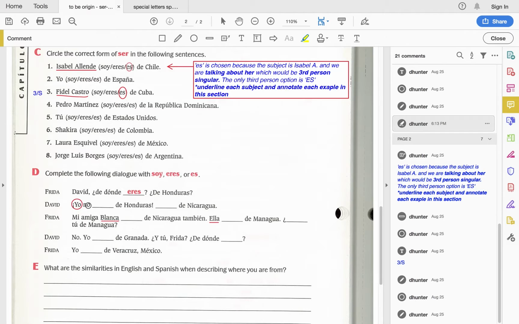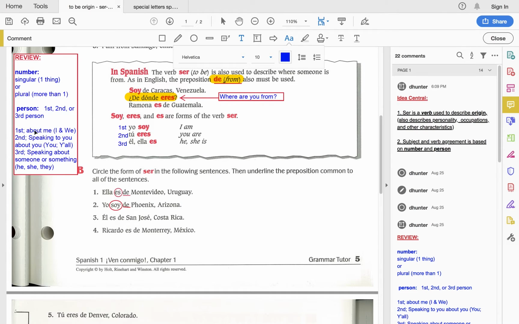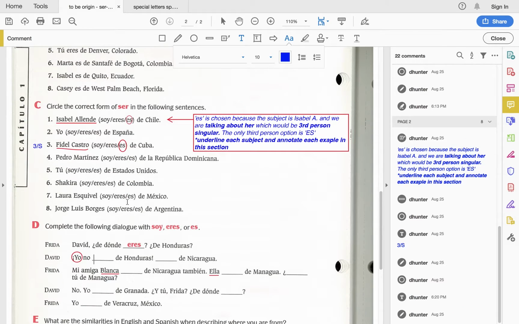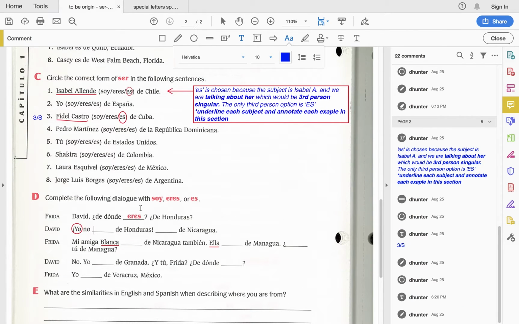And he says, yo, no. And then we have a blank here. So what would go in that blank if David in the dialogue is answering her next? Think quickly. So I prepared to write on the line. Okay. So David's answering her. Yo is the subject, because he's already said I. He's talking about himself. If we're talking about ourselves, remember, about me, first person; second person, speaking directly to someone about that person; and then third person, speaking about someone or something. Since David's talking about himself, I hope you realize that on this line, we would have soy.